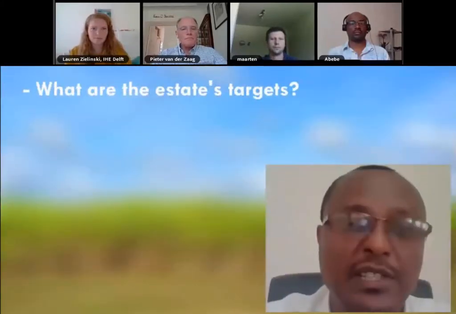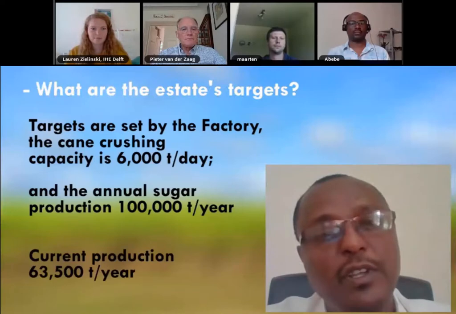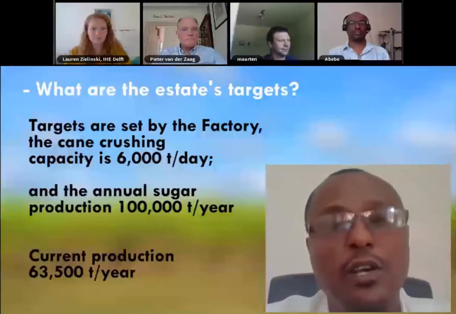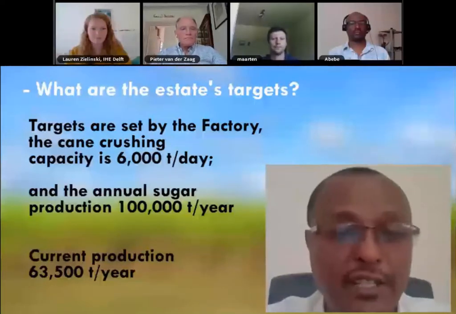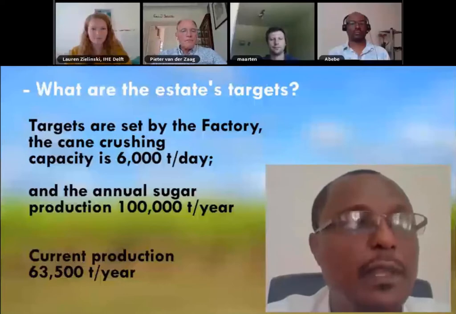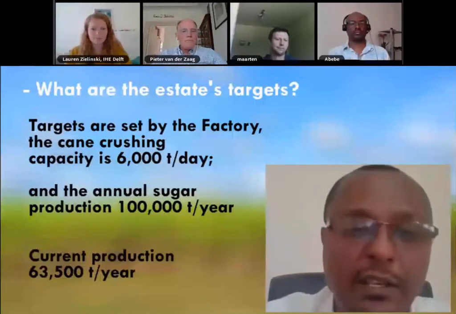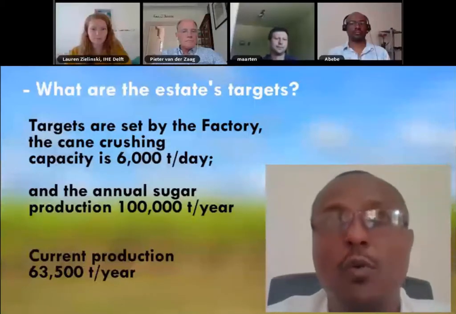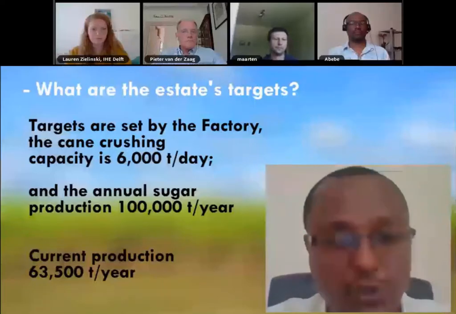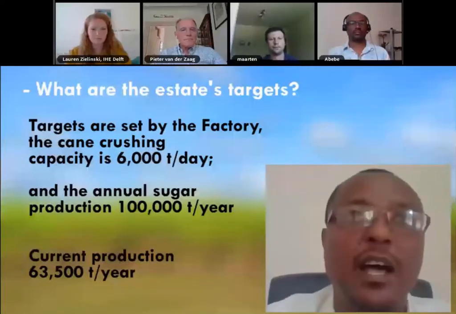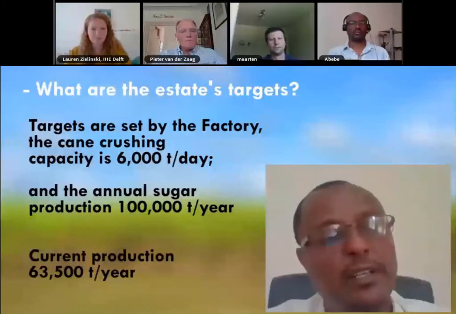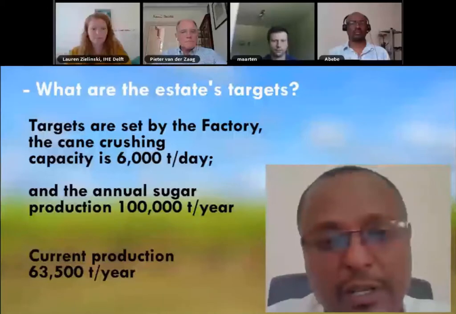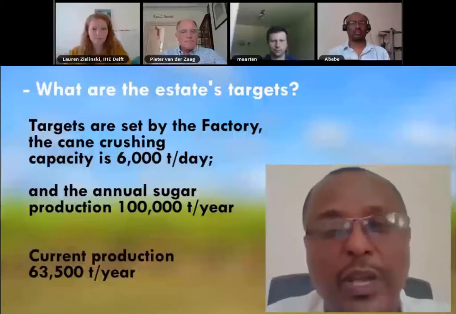The new factory capacity is double that of the old two factories. It has a 6,000 ton per day cane crushing capacity. Annually, the sugar factory has the capacity to produce 1 million quintal of white sugar. From year to year we plan 1 million quintal of sugar per year, but we cannot meet the target.